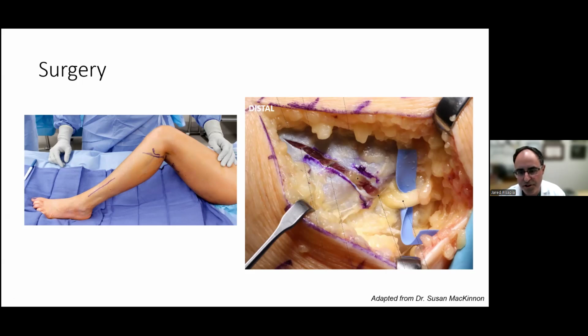And some of the literature has shown a comparison between natural history and surgery. Many patients after decompression will have higher rates of recovery of anti-gravity motor function. So that's something that I've adopted into my practice.